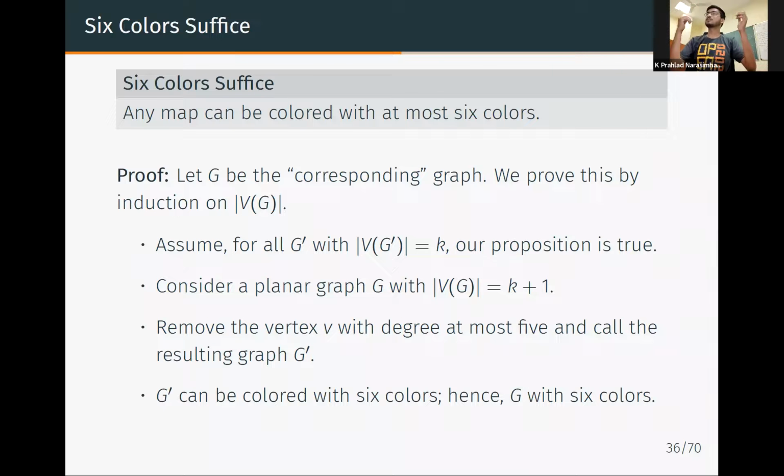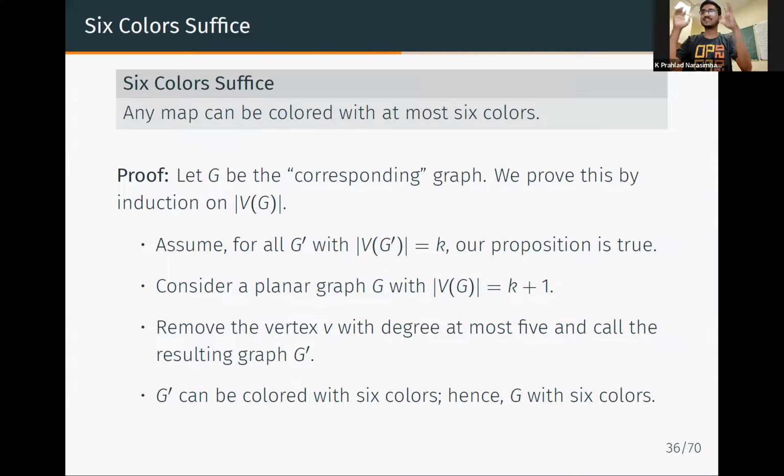So what have we done? We proved our induction step in the sense that, assuming we can always color a map with k many vertices with 6 colors, I proved that you can always color a map or graph with k plus 1 many vertices with 6 colors. Therefore, by the principle of mathematical induction, which, as I said before, was formalized by De Morgan, we have that 6 colors suffice.